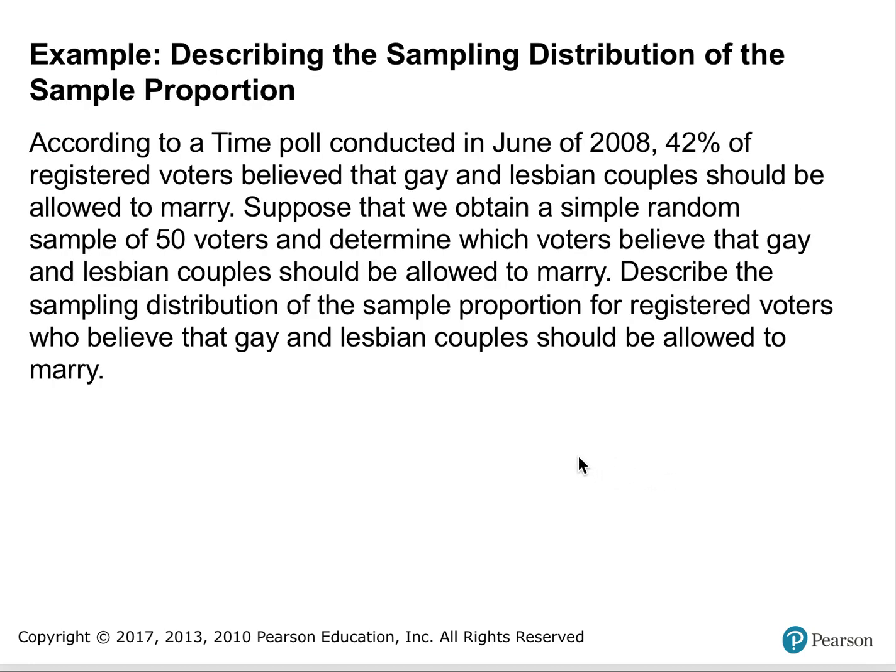According to a Time poll conducted in June of 2008, 42% of registered voters believed that gay and lesbian couples should be allowed to marry. Suppose that we obtain a simple random sample of 50 voters and determine which voters believe that gay and lesbian couples should be allowed to marry. Describe the sampling distribution of the sample proportion for registered voters who believe that gay and lesbian couples should be allowed to marry. Before I can describe that, I have to see if it's normal or not.